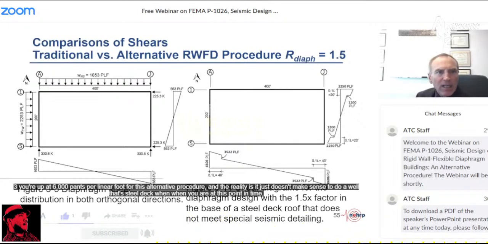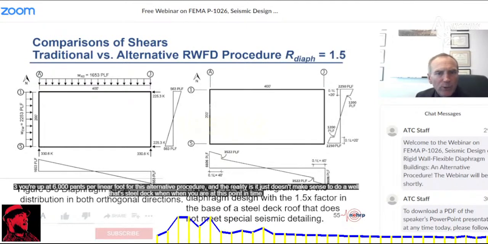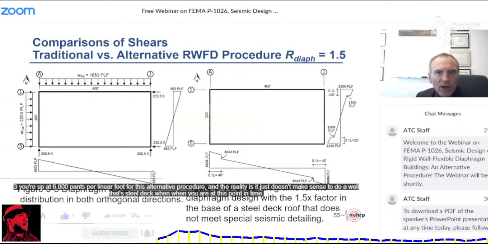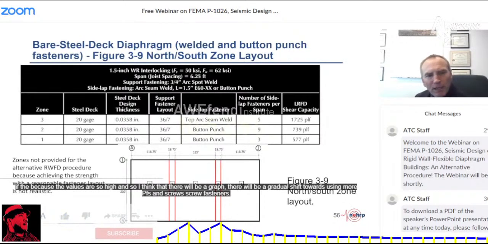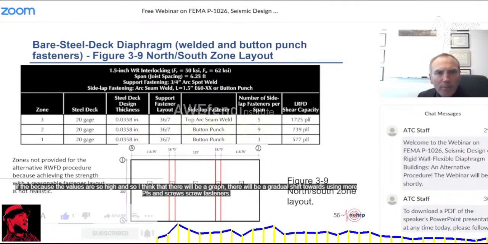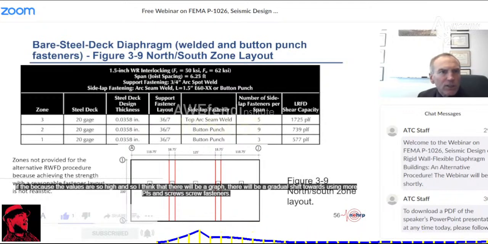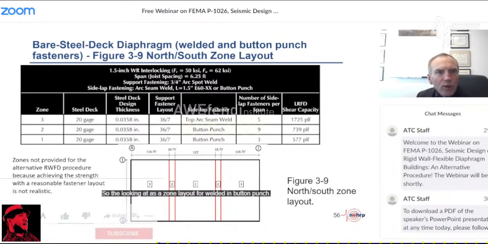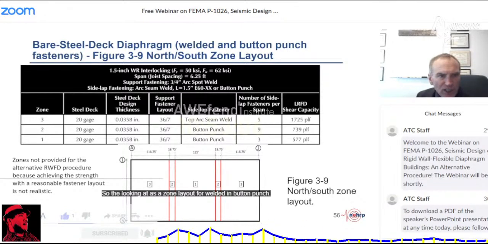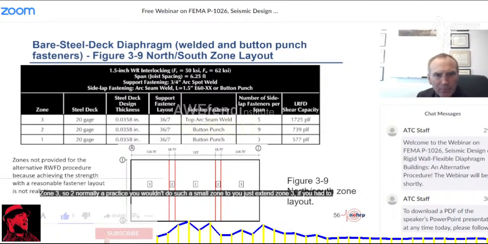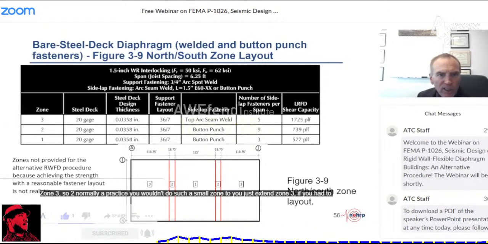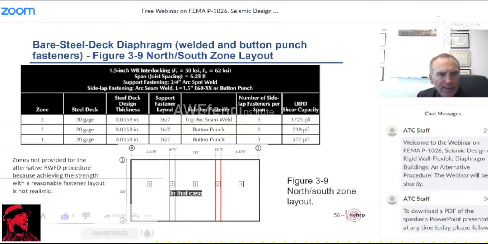The reality is, it just doesn't make sense to do a welded steel deck at this point in time, because the values are so high. And so I think there will be a gradual shift towards using more PAFs and screw fasteners. Looking at a zone layout for welded and button punch, this is just to demonstrate how you would do it. Zone 3, Zone 2. Normally in practice, you wouldn't do such a small Zone 2. You'd just extend Zone 3 if you had to in that case.